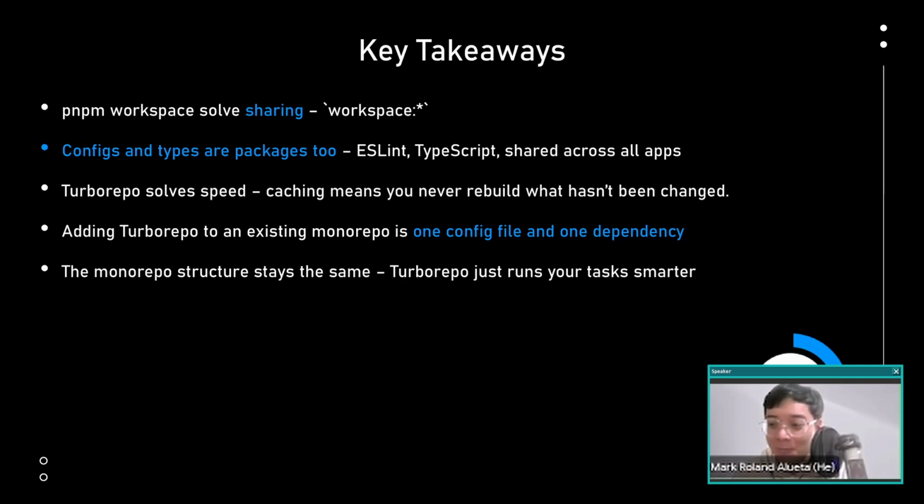Turborepo solves speed. Caching means you never rebuild what hasn't changed. Again, adding Turborepo to an existing monorepo is one config file and one dependency. Okay. And the monorepo structure stays the same. Turborepo just runs your tasks smarter. So you don't need to make a lot of changes to your monorepo to adopt Turborepo.